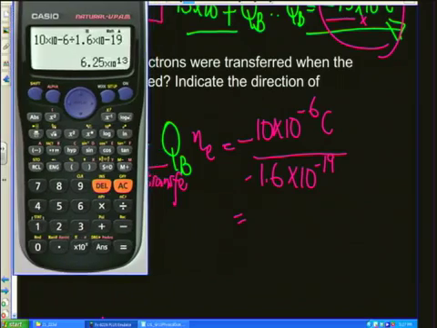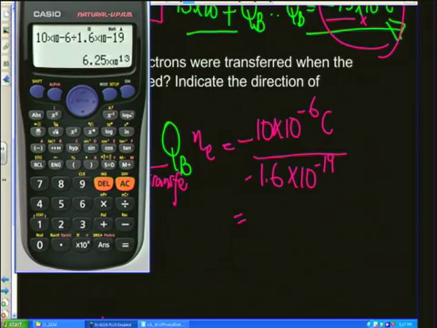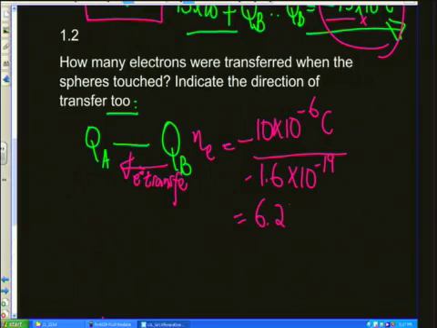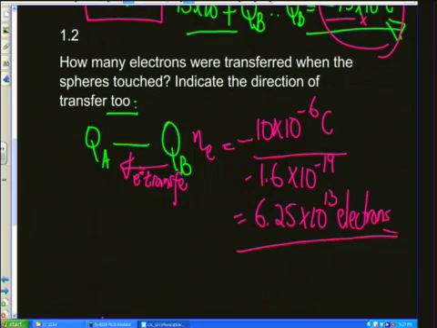So how many electrons have been transferred? It's 6.25 by 10 to the power 13 electrons. That's the number of electrons that were transferred.